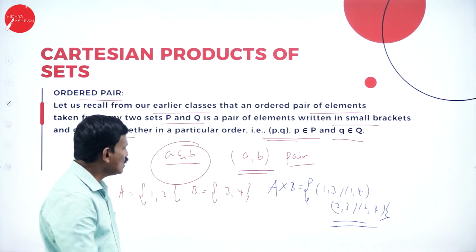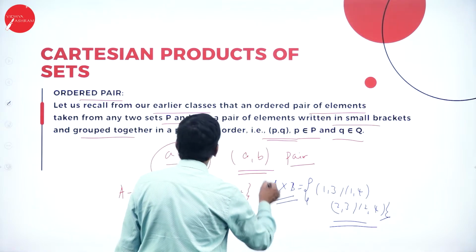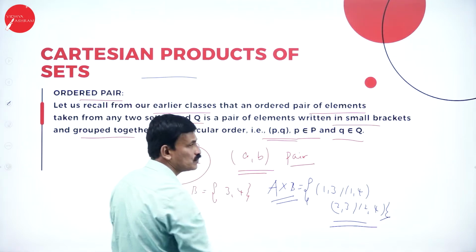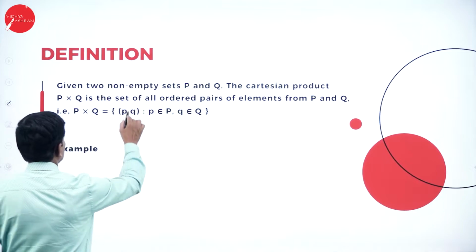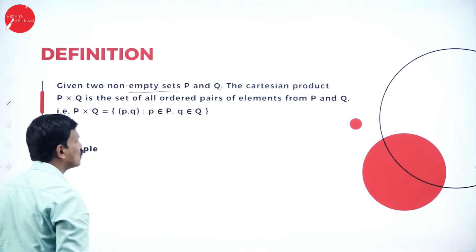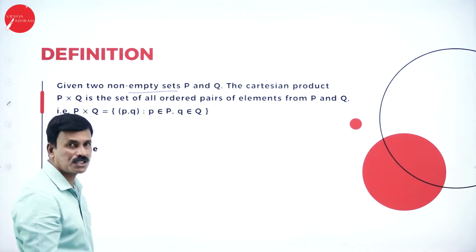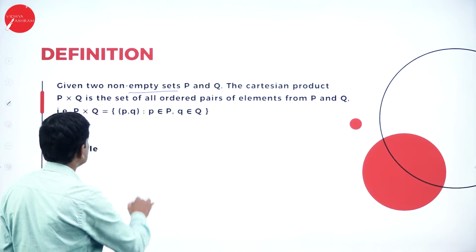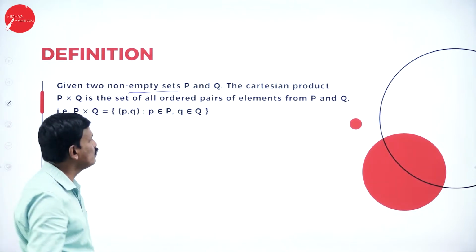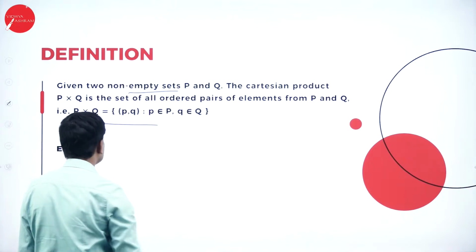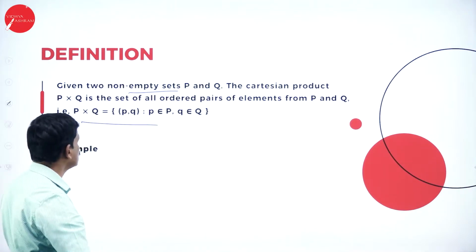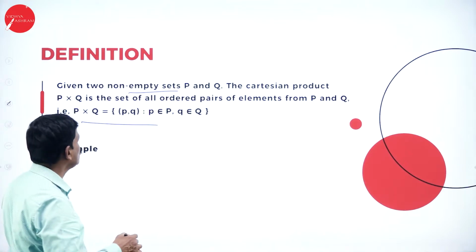Now what is this A cross B? A cross B is called the Cartesian product of the two sets. Now let me define the Cartesian product. Given two non-empty sets P and Q, the Cartesian product of P and Q, denoted as P cross Q, is the set of all ordered pairs of the elements from P and Q, that is P cross Q is equal to the set of (p, q) such that p belongs to P and q belongs to Q.